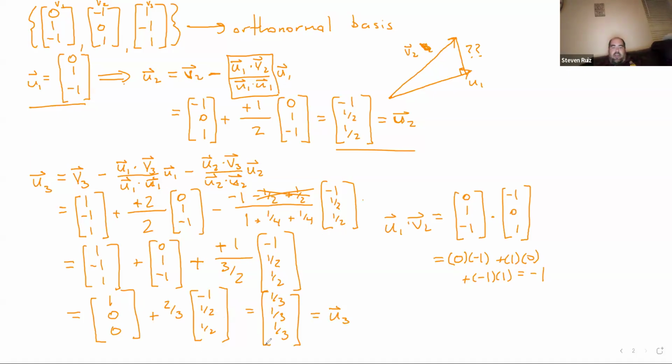So how do we know if we did this right? So we have U1, U2, and U3. That was the goal. How do we know if we did this correctly? What should we check?